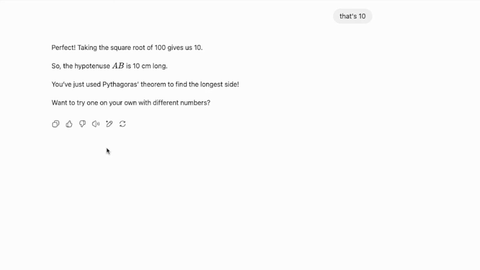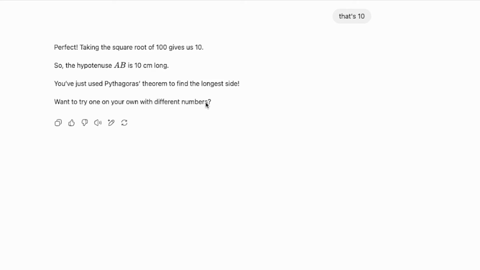Perfect. Taking the square root of 100 gives us 10. So the hypotenuse AB is 10 centimeters long. You've used Pythagorean theory to find the longest side. Want to try one on your own with different numbers? And so, yes, we are going somewhere.